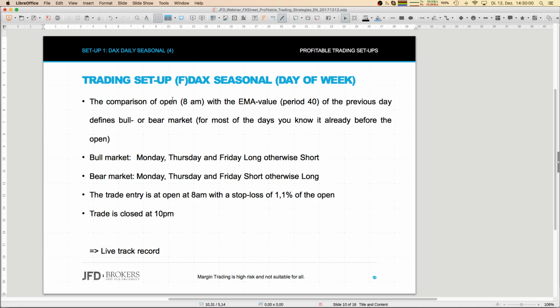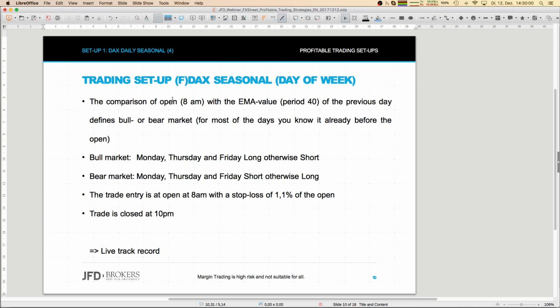And as I mentioned, I don't want to just show you the trading setup. Let me show you real results as well. So I trade that strategy here since a couple of months now. So we have at least a little bit of statistics for that live track record as well.